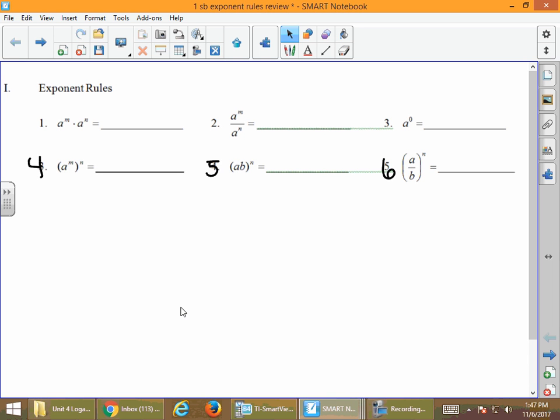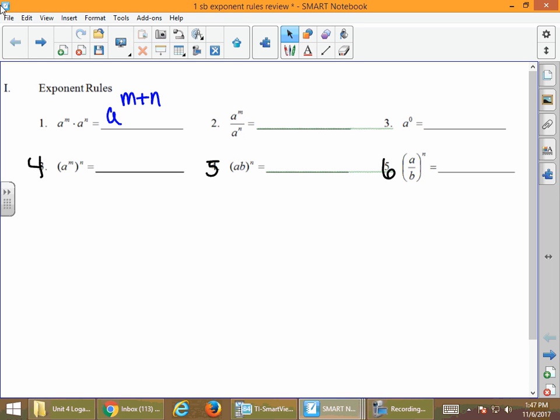And first of all, we've got a to the m times a to the n. When we have like bases, what do we do to the exponents? You remember? You actually add them. It's a to the m plus n. Notice, we didn't multiply a times a and then do the m plus n. We kept the a like it was, and we added the exponents.